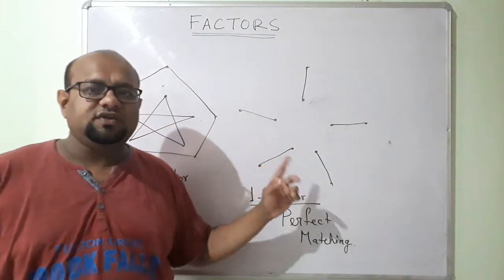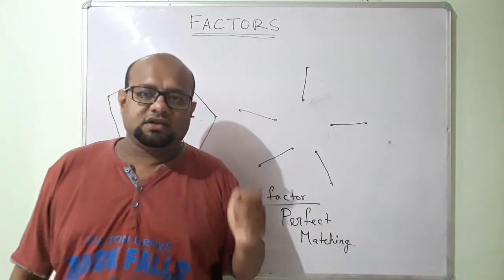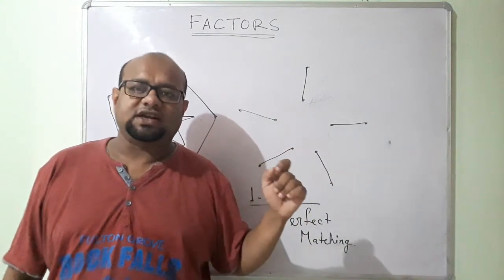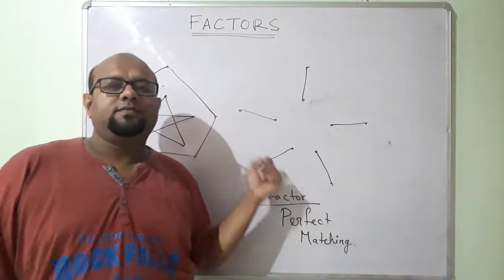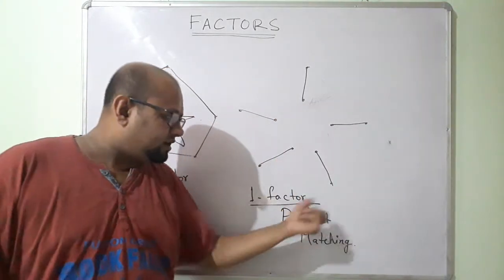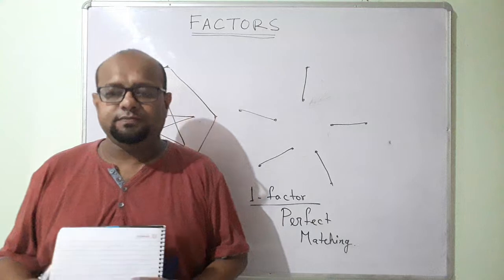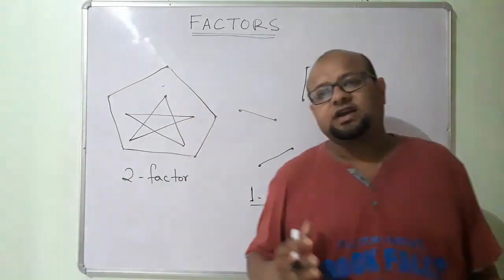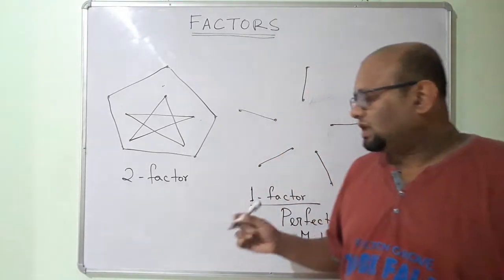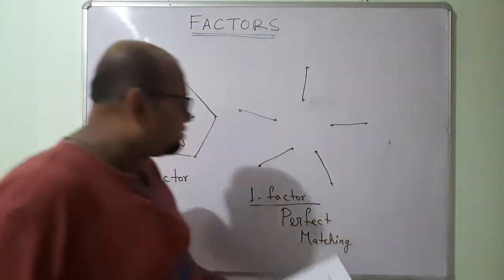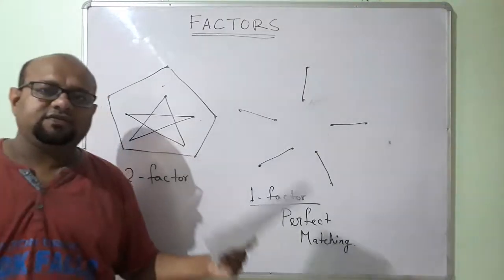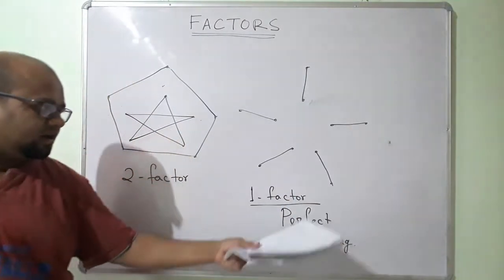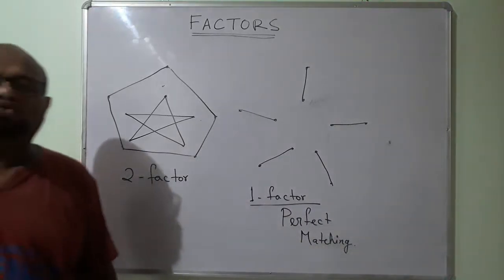Each vertex has degree equal to 1, so each vertex is connected uniquely to one other vertex. Because of this reason, a 1 factor is a perfect matching. So if we get a perfect matching, that would give us a 1 factor of the graph. So in this example, we have taken the Peterson graph and we got this 1 factor and this 2 factor.